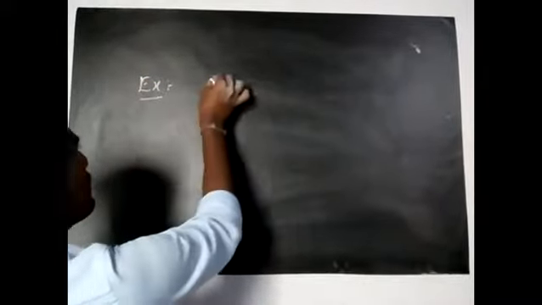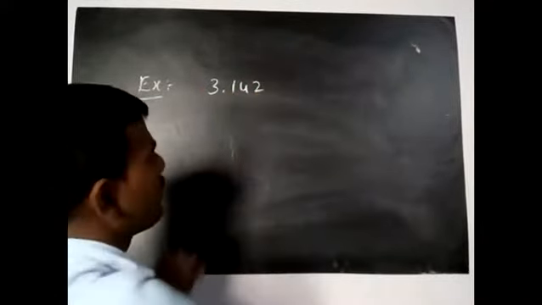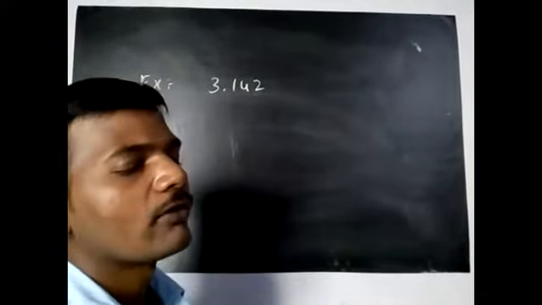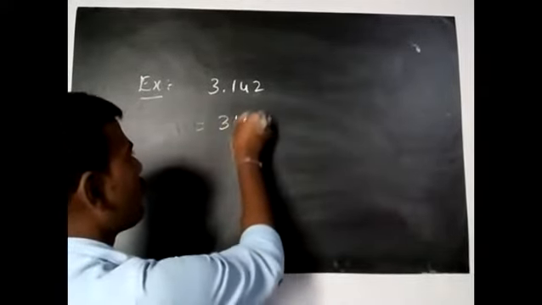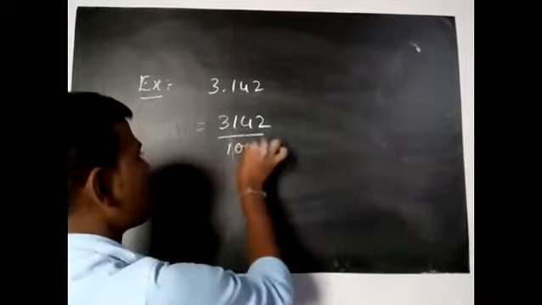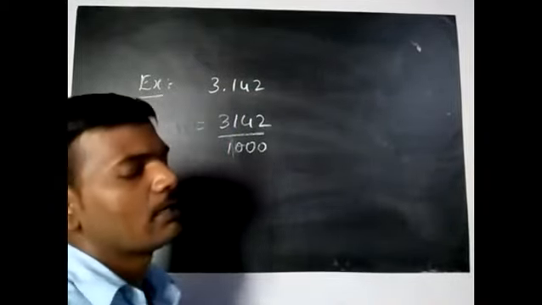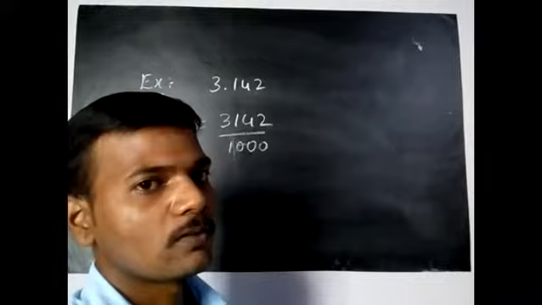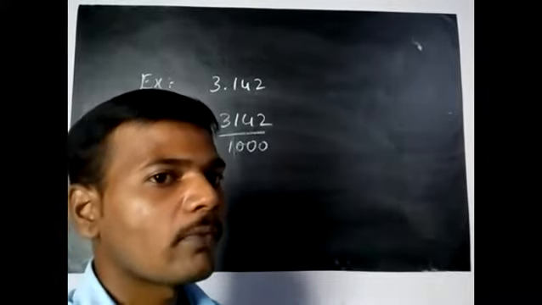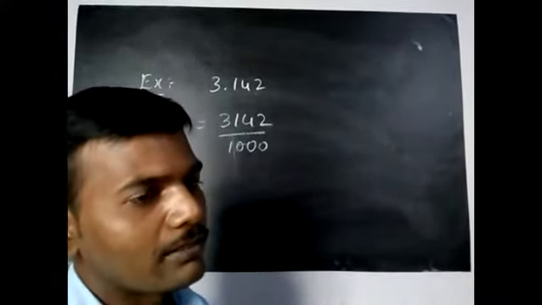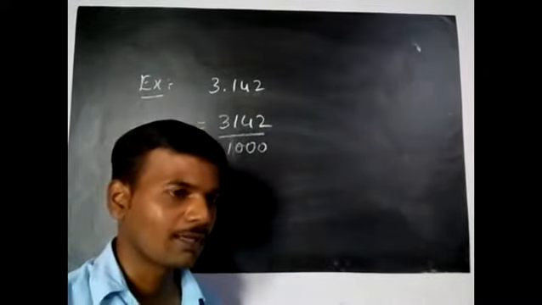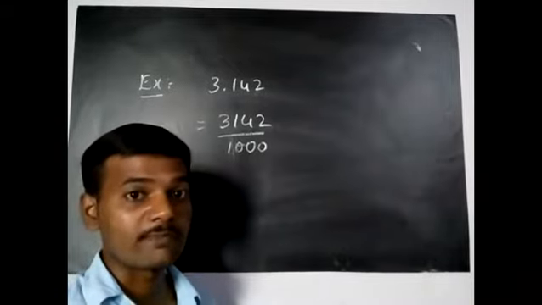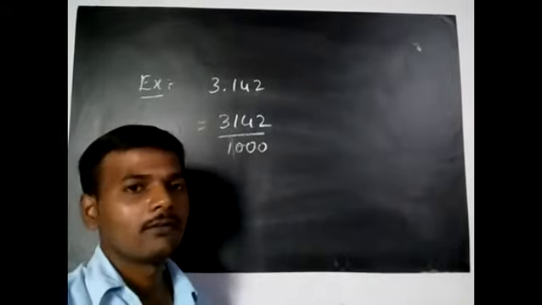Like, example: 3.142. Convert this into P by Q. How can we convert this into P by Q? 3142 by 1000, because after the decimal point there are 3 digits. So write the whole number and divide it by 1000. Now it will be in the form of P by Q. Like this we can convert the terminating decimal expansions into P by Q form.